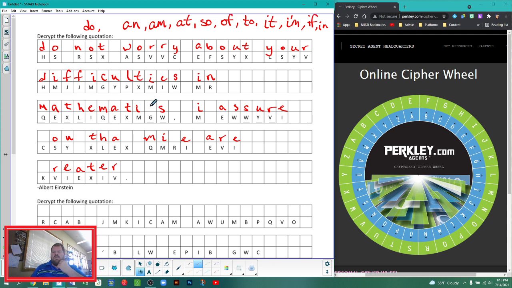G comes from C. C is Y. R, N, and I think that's about it. K is G. So the quote is, do not worry about your difficulties in mathematics. I assure you, oh, there's another X. I assure you that mine are greater.